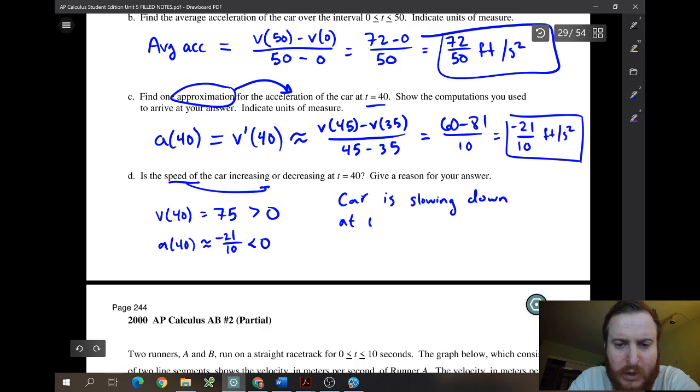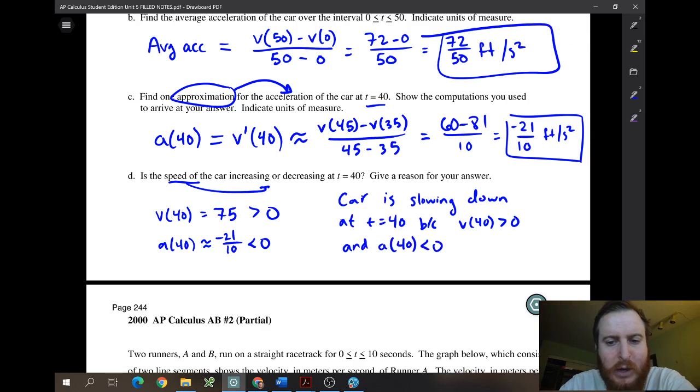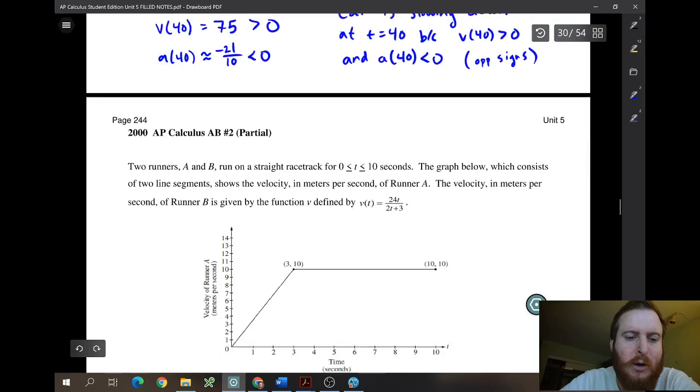At time 40, we always want the at, because, and then I'm going to say v of 40 is greater than 0, and a of 40 is less than 0. And that's all you have to say. You don't have to add anymore. That's totally perfect. The graders will know that you know what you're doing. Now, if you want to say opposite signs, you can. Sometimes I'll have students who add that just to bring it home.